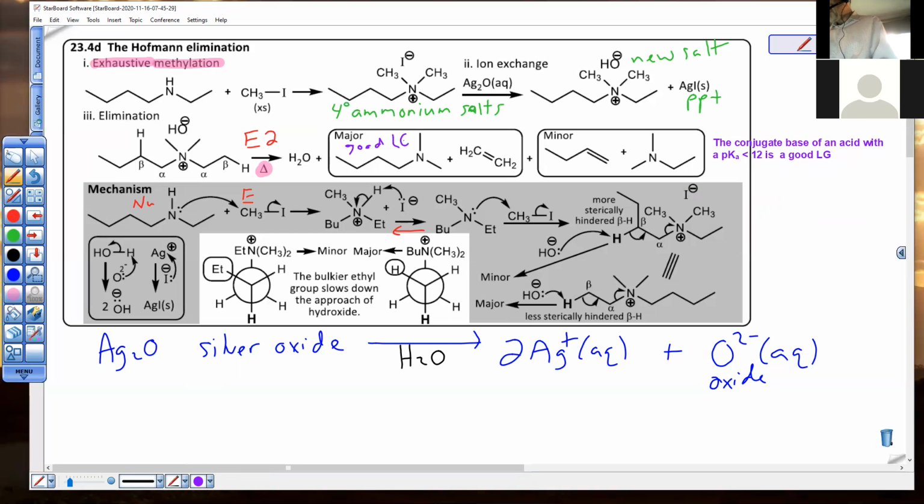It's the conjugate base of an ammonium ion, pKa 10. Same story over here. And what happens during an E2 is you make a pi bond and the leaving group leaves. So here's the mechanism over here.